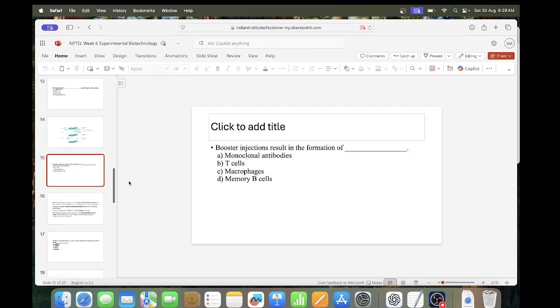T cells and macrophages are again naturally present within your body. T cells you have as helper cells and so on. Macrophages are freely roaming and they come to the site of infection like your neutrophils.